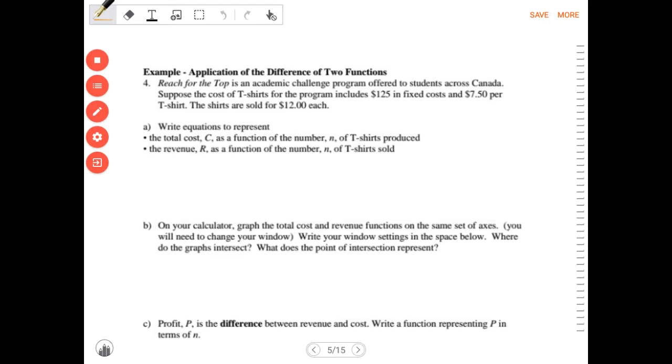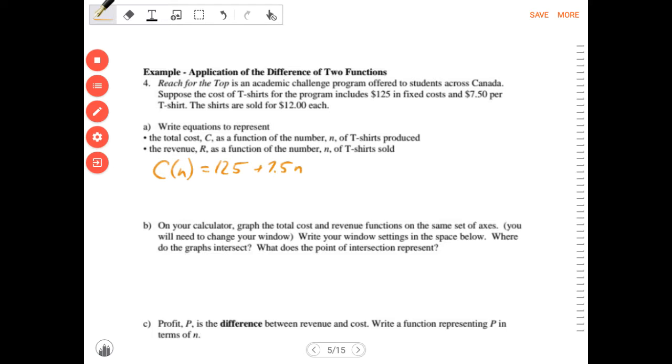So A, write equations to represent, okay, the first one, the total cost, C, as a function of the number of t-shirts, N. So you say that C of N equals, okay, so we've got $125 fixed cost. Even if we make no shirts, just by walking in the door to this company, they're going to charge us $125 plus $7.50 for every shirt, and N is the number of shirts, so there's our function.